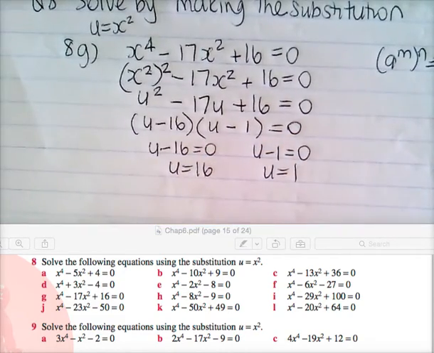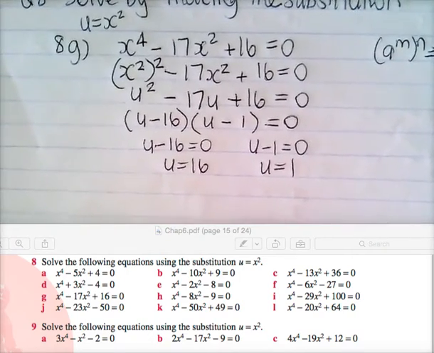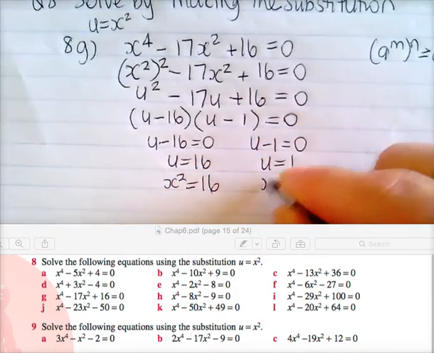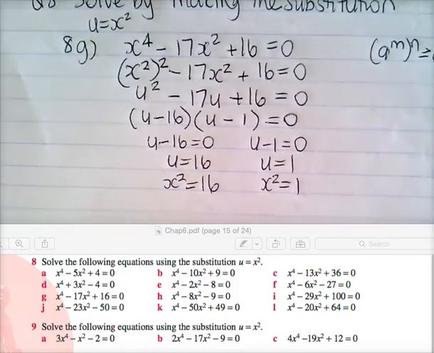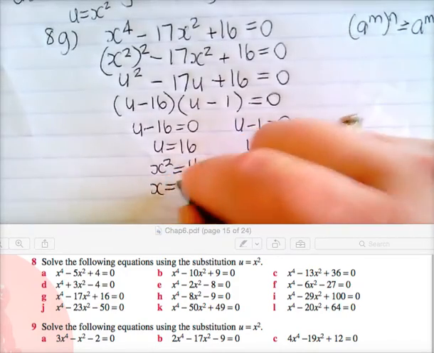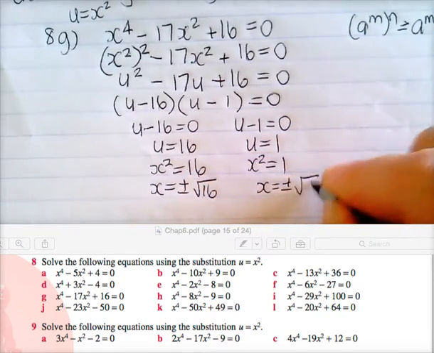Now, girls, we're solving for x, not for u. So now I put back what u is. So therefore, x squared is 16, or x squared is 1. What does x equal? Square root 16. Plus or minus the square root of 16, plus or minus the square root of 1.